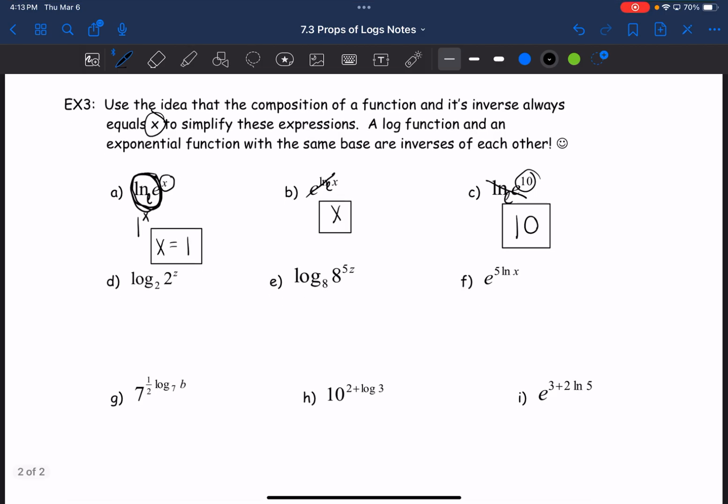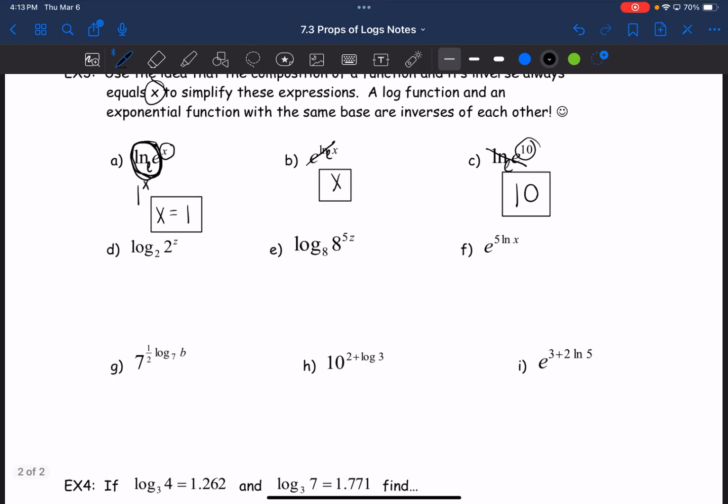All right, this also works for any base that matches the term. So here I've got a base of 2 and a 2 here, so those basically undo each other or cancel each other out, and I'm left with z. Okay, and then we've got log base 8 and 8. So those are going to cross out. I'm left with 5z.